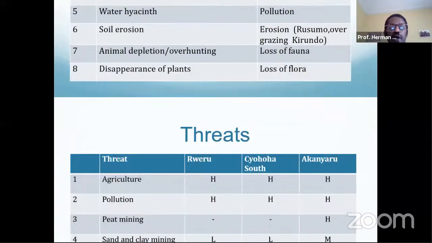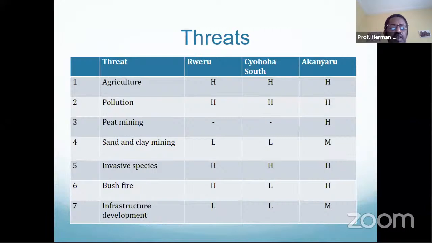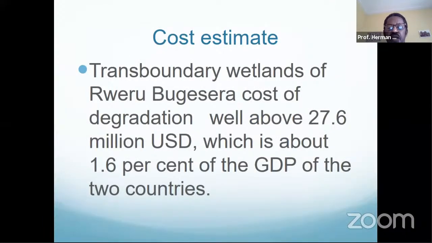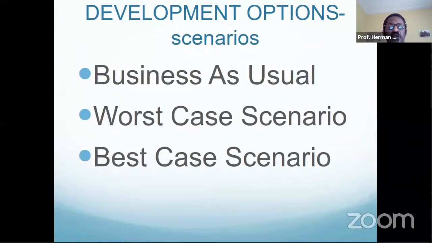So here we also have threats: agriculture, pollution, pit mining, sand and clay mining, invasive species, bushfire, infrastructure, etc. We estimated that the current levels of degradation would cost up to $27.6 million, almost 1.6% of the GDP of the two countries. Don't forget that these are not big countries or big economies. But it is substantial, it is noticeable.